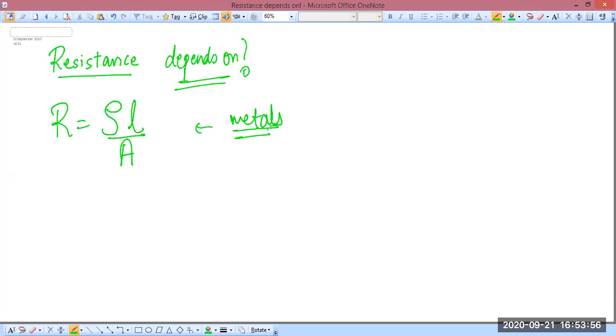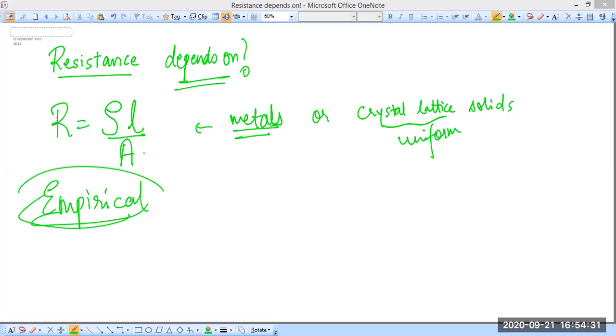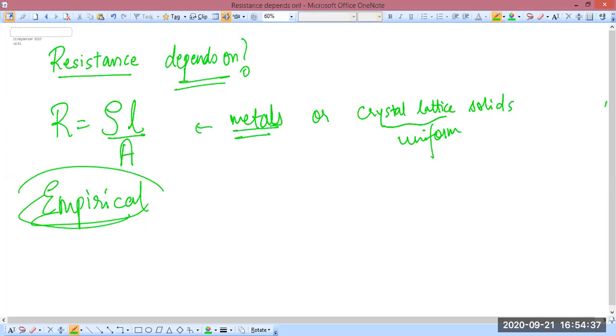First of all, this formula is only true for metals, or actually you could extend it a little bit. You could say this is true for crystal lattice solids, or you could say uniform solids. I actually mean to say uniform solids. This doesn't work for gases, this doesn't work for liquids. Now this formula is also empirical. This formula is purely empirical, but it is very easy to understand how people would have obtained it.